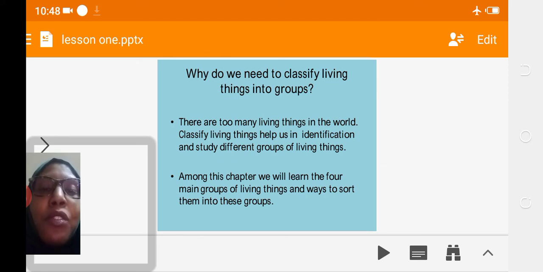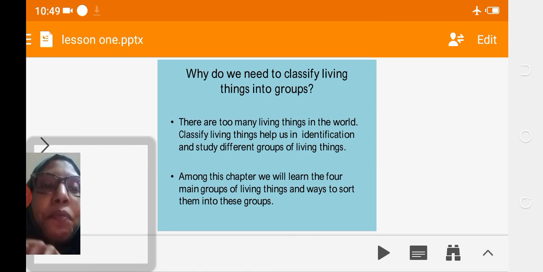As I mentioned before, in the world we have the four main groups of living things: plants, animals, fungi, and bacteria. Each group has its own features. And any living things in one group have the same or most of the features.